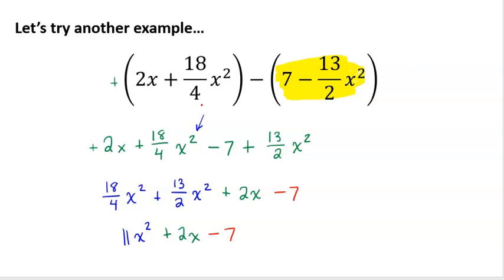So adding and subtracting polynomials, easy when you know what to do, easy when you have a calculator. And that concludes our video.